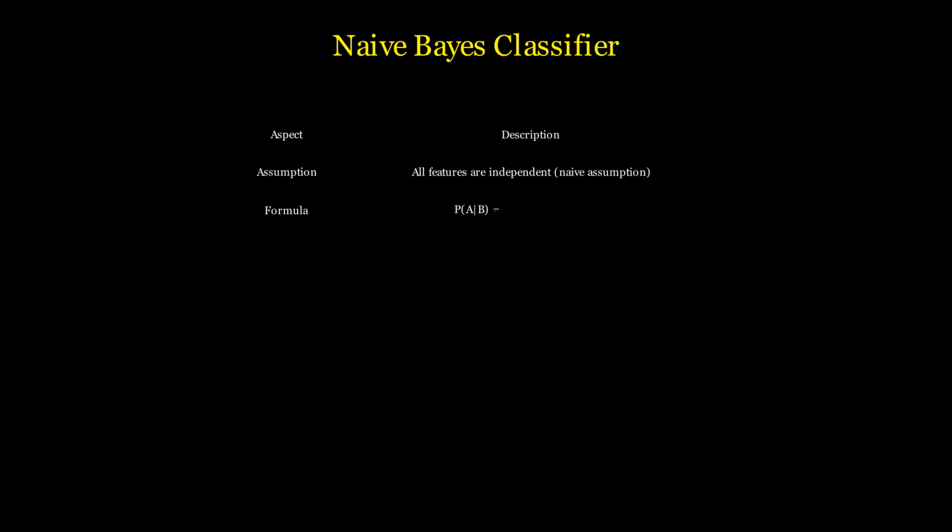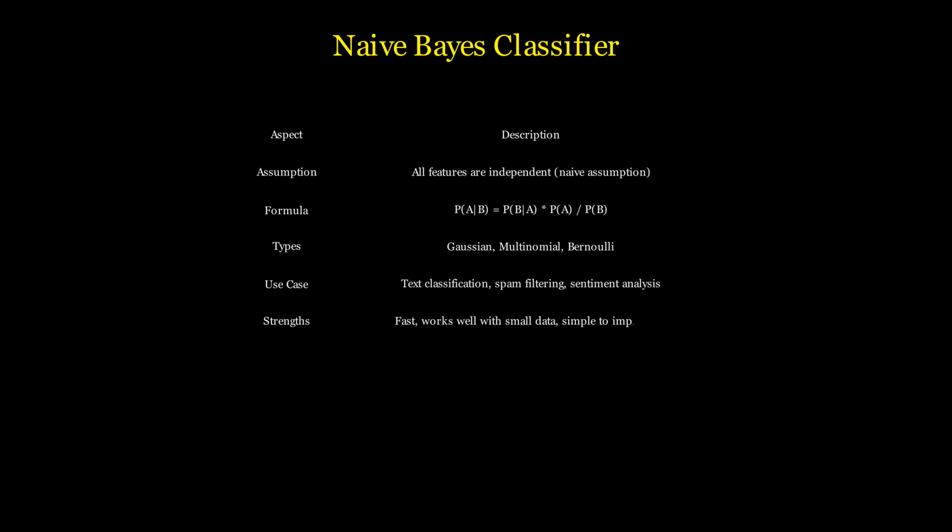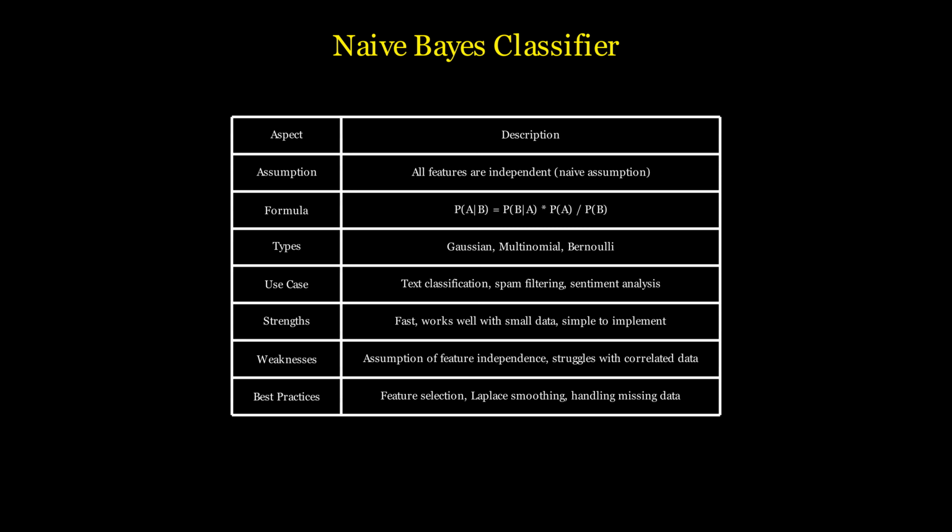Naive Bayes is a probabilistic classifier based on Bayes' theorem, often used for text classification and spam detection. Let's explore its working, advantages, and limitations. Here is a summary table highlighting key aspects of the naive Bayes classifier, including its assumption, formula, types, strengths, and weaknesses. First, the naive Bayes classifier makes a strong assumption that all features are independent, which is rarely true in real-world data.